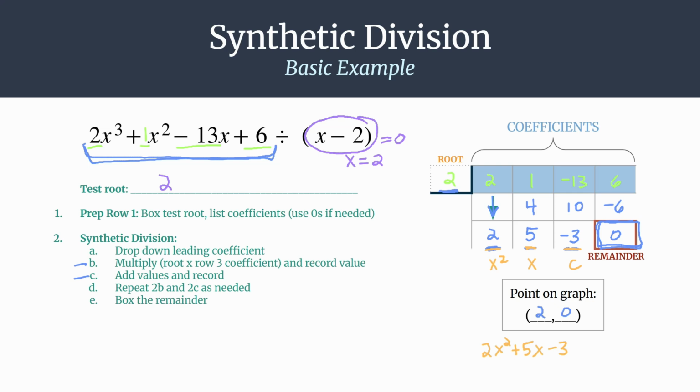We don't have a remainder here. If you did, you'd simply add or subtract the remainder over the root written in its factored form over x minus 2. And that's all there is to it.